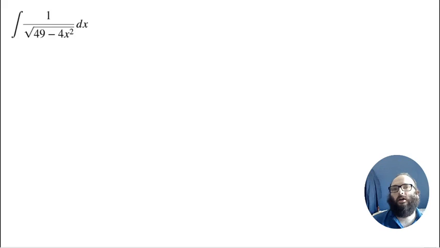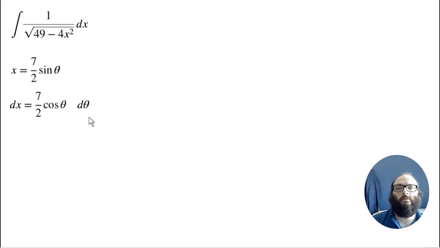We have to choose our so-called a term for our trig substitution to be such that it cancels the 4 and replaces it with a 49. And of course, since everything here is a square, we have 7 squared and 2 squared. Then we're just going to have to make a fraction with the square roots of these two numbers in it. Theta for our x. So our dx will be 7/2 cosine theta d theta.